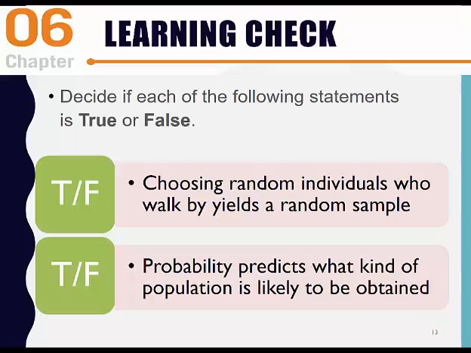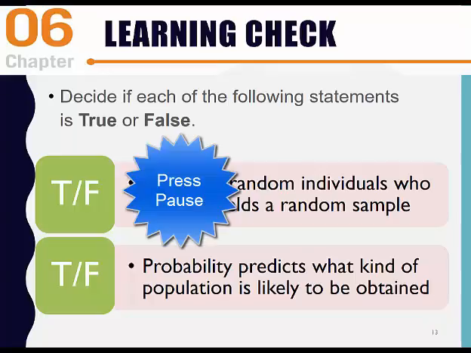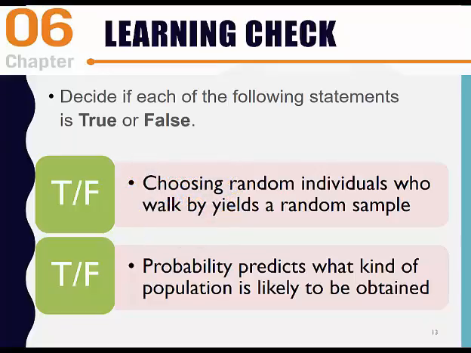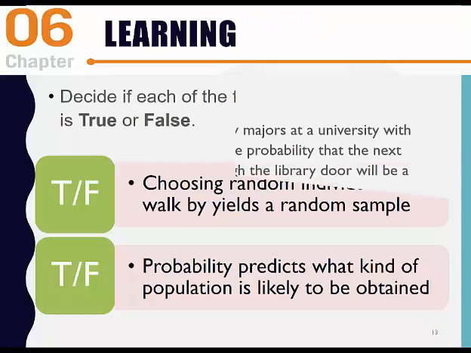The probability predicts what kind of population is likely to be obtained. Is that true or false? That is false, because the population is what's given, right? We do not have any influence over the population. The probability predicts what a sample is likely to be like.